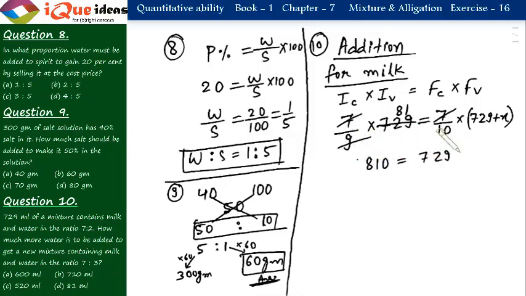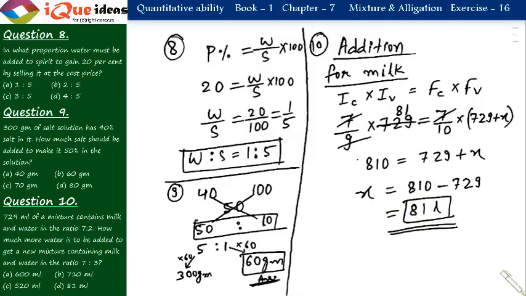810 equal to 729 plus x. So the required quantity x would be equal to 810 minus 729, that is 81 liters. Okay. So this is what we have done earlier also. This is a question of addition. Sorry, it is 81 milliliter.